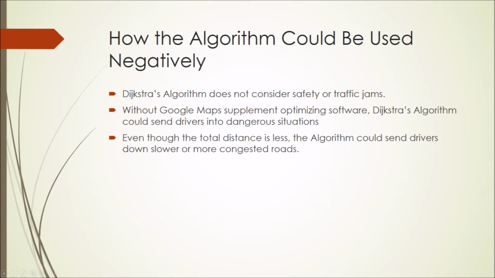There are a few ways that Dijkstra's algorithm could be used negatively. It does not consider safety or traffic jams. Without Google Maps adding other software, Dijkstra's algorithm could send drivers into dangerous situations. Also, even though the total distance is less, the algorithm could send drivers down slower or more congested roads.